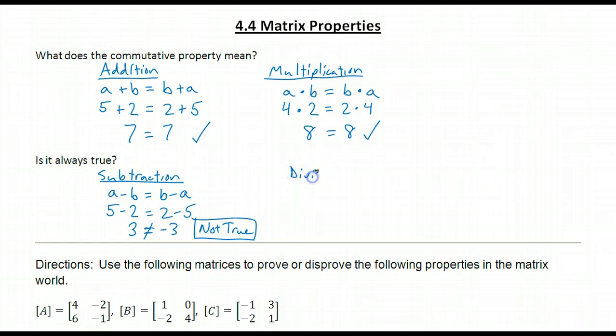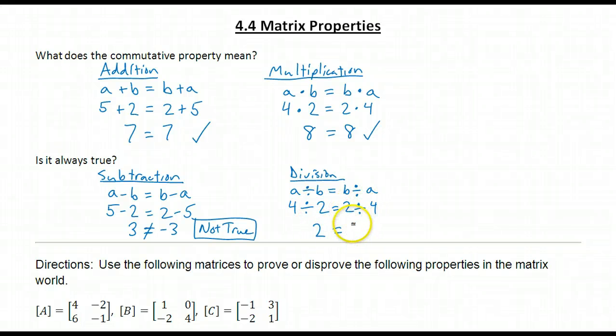If I look at division, a divided by b is the same as b divided by a. Let's plug in some numbers for a and b. The commutative property says if I switch the order, I should get the same answer. Let's try it. 4 divided by 2 is 2, and 2 divided by 4 is 1/2. 2 does not equal 1/2, so the commutative property of division is not true. It's false.